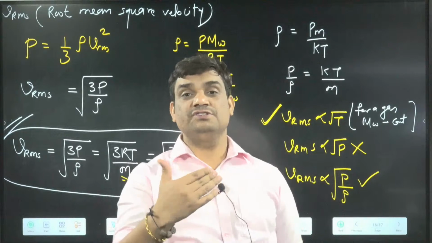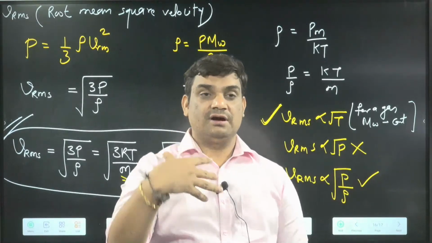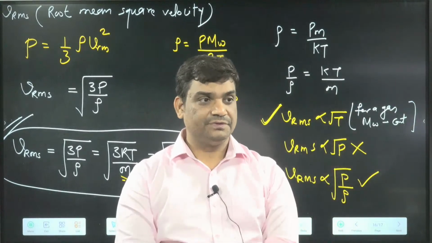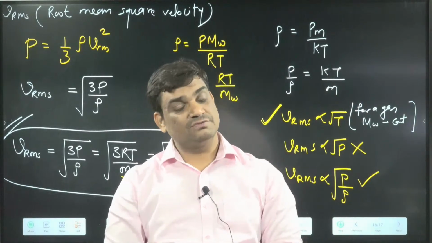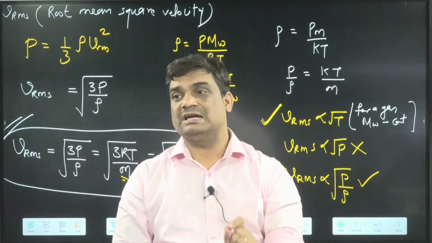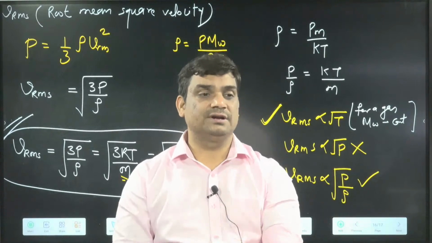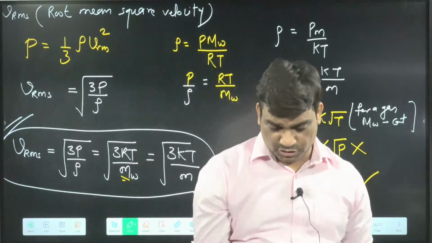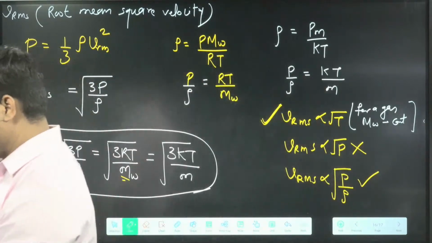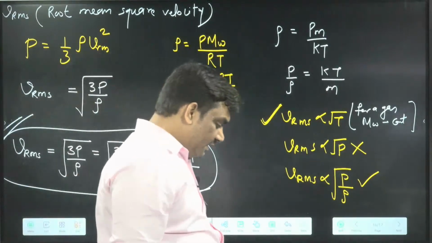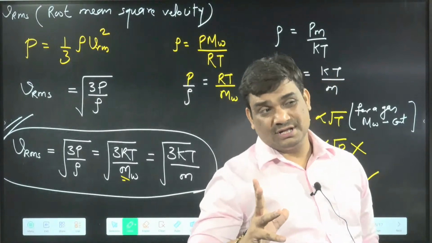Regarding pressure, which is correct? They will say regarding pressure, due to the transfer of momentum, pressure is there. They will say VRMS depends on pressure, which is wrong. VRMS depends on temperature. It is independent of pressure at constant temperature.